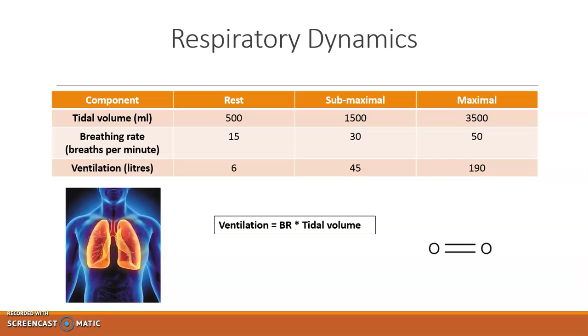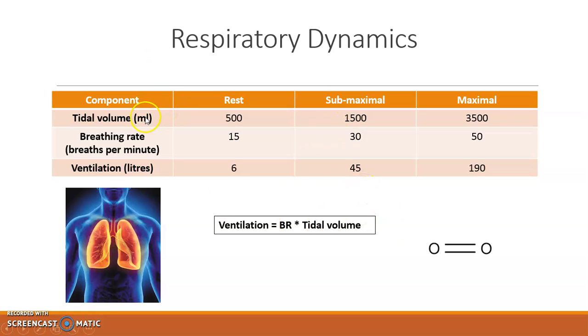This is found by multiplying breathing rate, which is how many breaths per minute, with tidal volume, which is the volume of air breathed in per breath. And this equation is shown here. Ventilation values are therefore determined by these two values. It will change if either tidal volume or breathing rate changes. Either of these two variables can change due to a high demand for oxygen in the body that comes during exercise.